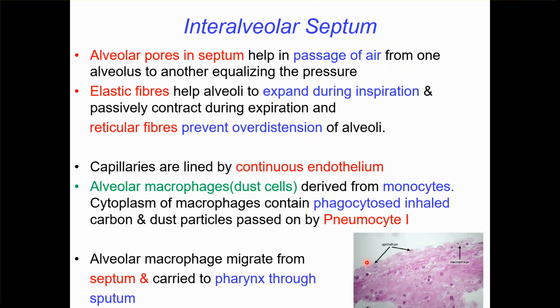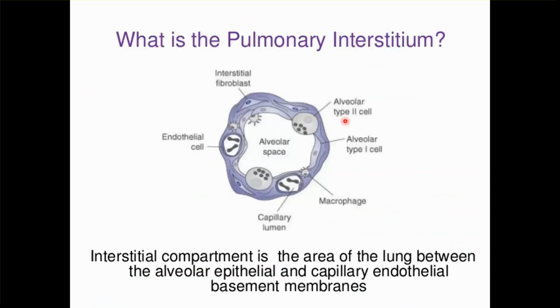We can see the epithelial lining here, and this is the macrophage over here. It's also called dust cells. Alveolar macrophages are called dust cells, and they are derived from monocytes. Now there is a term called pulmonary interstitium. What is it? The interstitial compartment is the area of the lung between the alveolar epithelial lining, which we saw as pneumocyte 1 and pneumocyte 2, and the capillary endothelial basement membranes. If you see, this is the alveolar type 1 cell, and then the capillary. In between them there is a pulmonary interstitial layer.